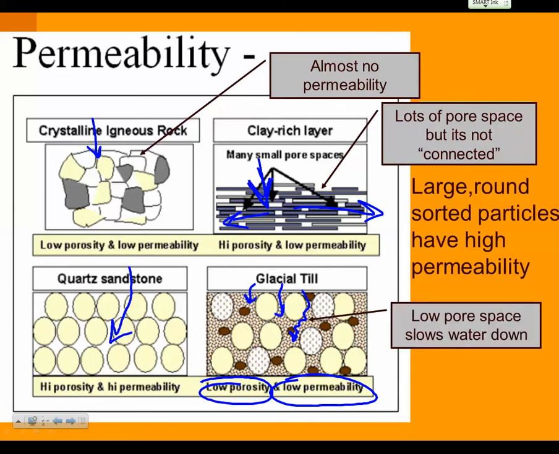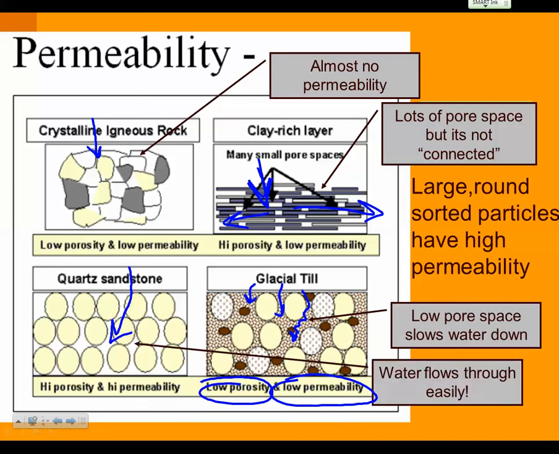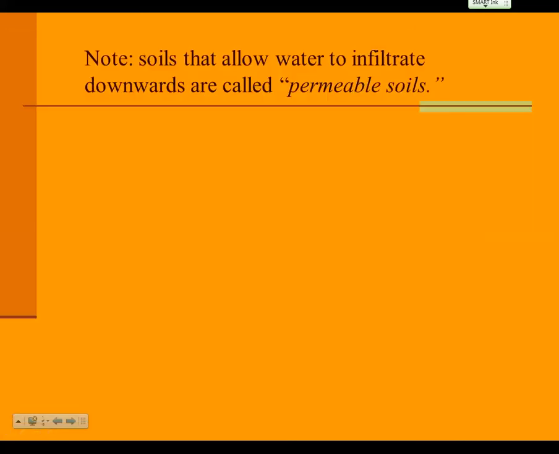Just summing this up, almost no permeability in the first one. Second picture, lots of pore space, but it's not connected. Third one, low pore space, slows the water down, doesn't drain fast. And the last one, water flows through easily through the quartz sandstone. Okay, so hopefully you guys understand permeability, the ability of water to flow through the rock.